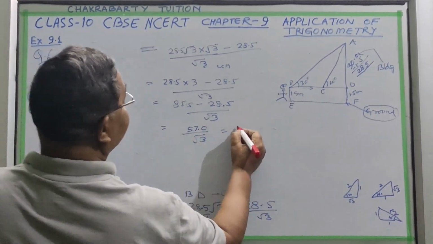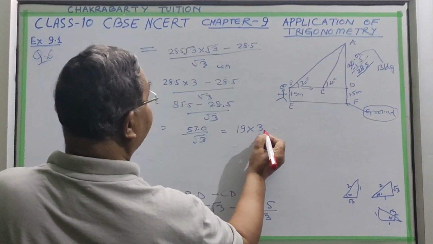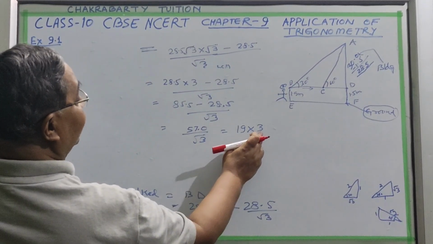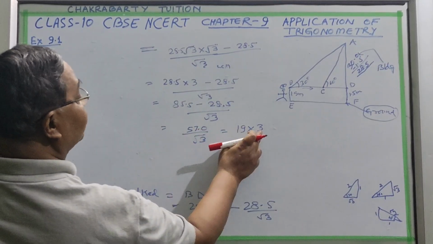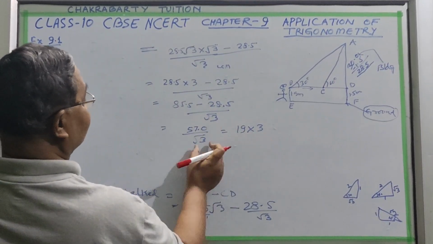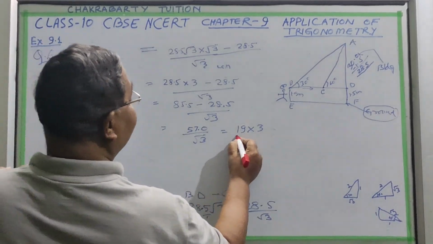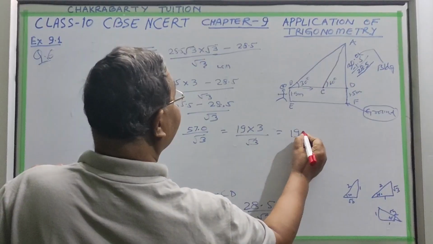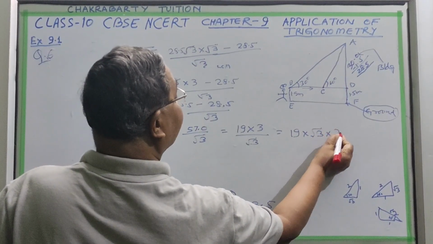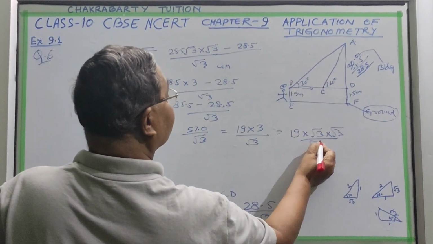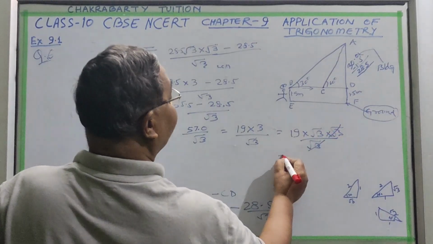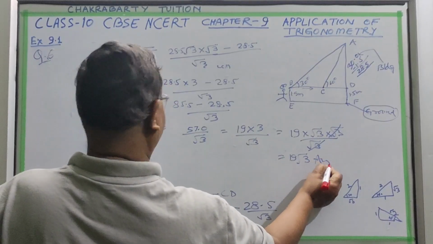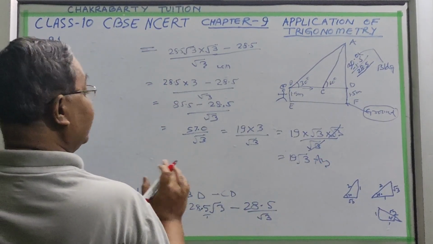It is 19 into 3. Why are we taking 3? We have to see how it can be solved. So we tried to find 3. We divided this figure by 3 and 19 came, so we guessed. Then this under root 3 is here. This 3 we can write as 19 into under root 3 into under root 3. Under root 3 is there, so this will go out. What will remain? 19 under root 3. So the distance will be 19 under root 3.